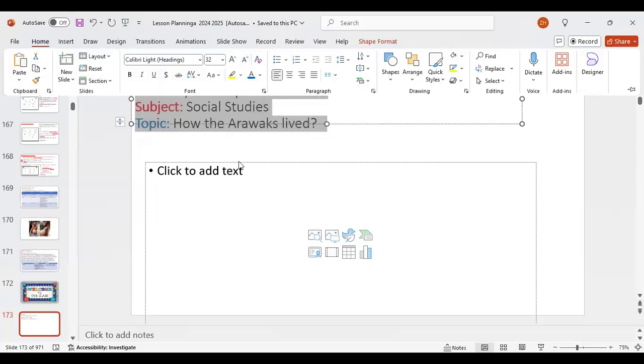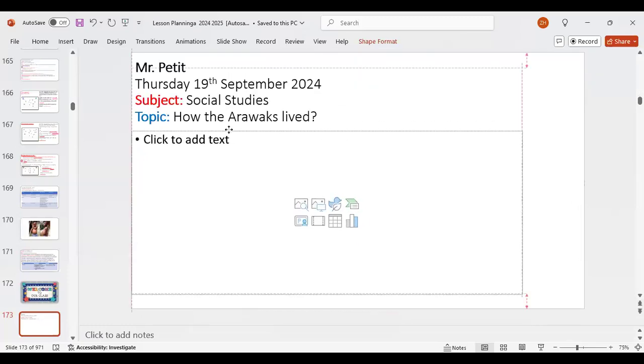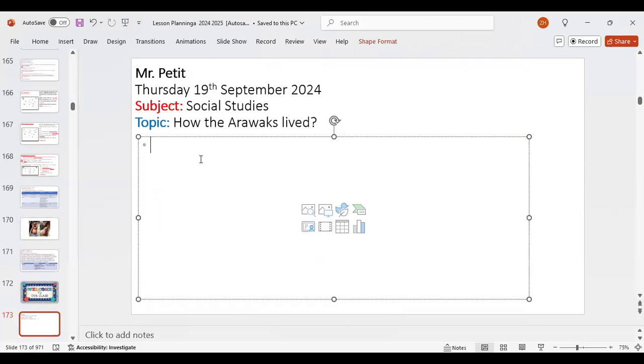All right. So how the Arawaks lived. When we talk about the Arawaks, how would you describe them in terms of their nature? In terms of like people, are they fierce people, or are they more cooperative and friendly? They're more cooperative and friendly, right? So we're going to start off with that.